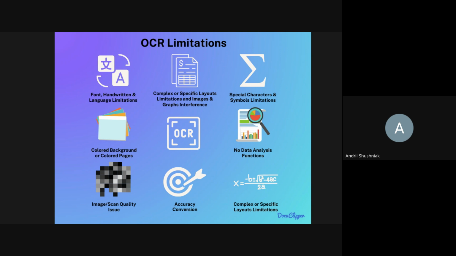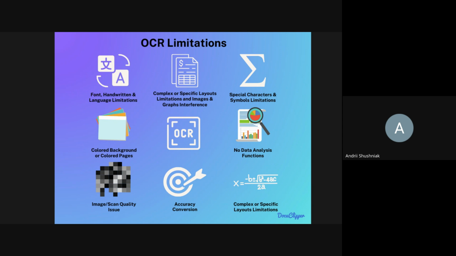Colored backgrounds or colored pages, that is more about the contrast, and that makes sense even for the human eye. When there is not enough contrast on the page, it's harder to read. OCR is just the same. If the text is poorly visible because the contrast is not good enough, it will fail to read it.